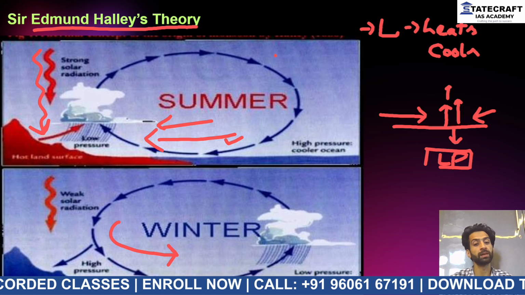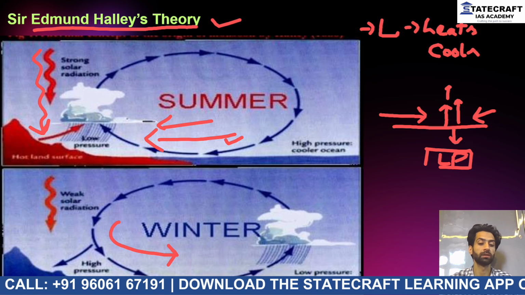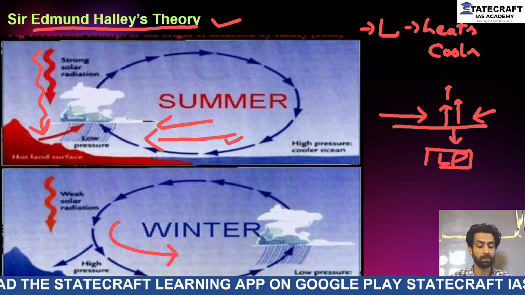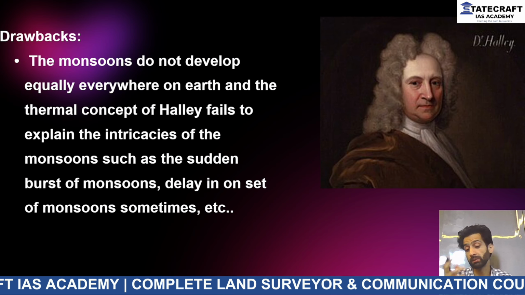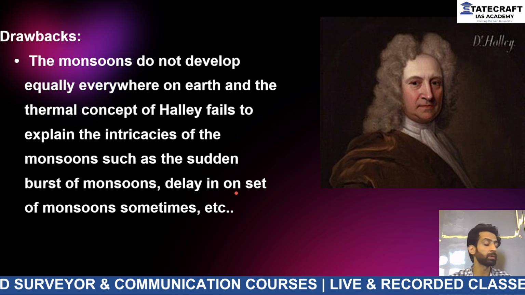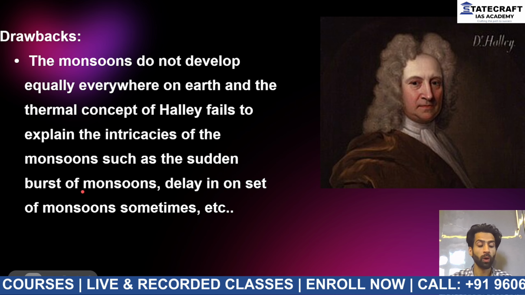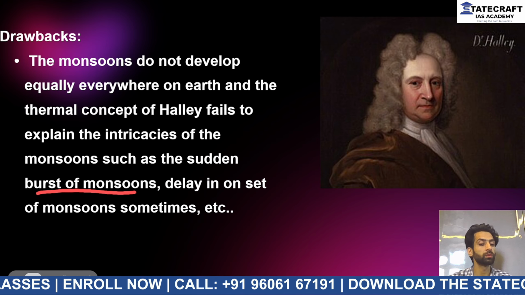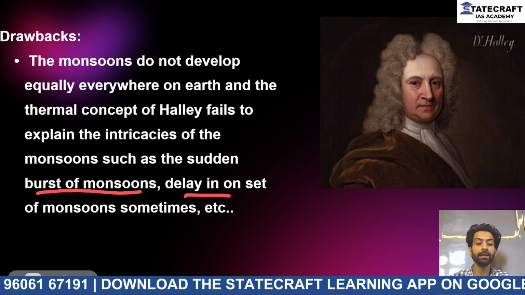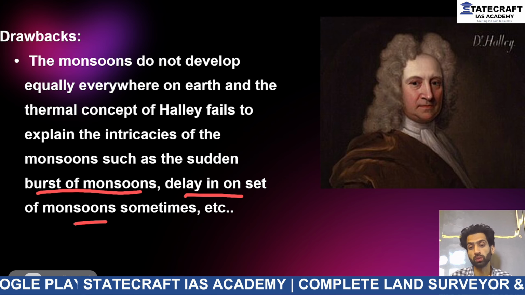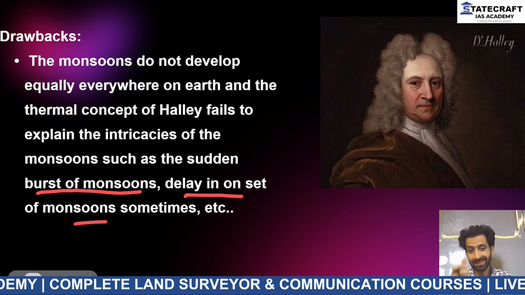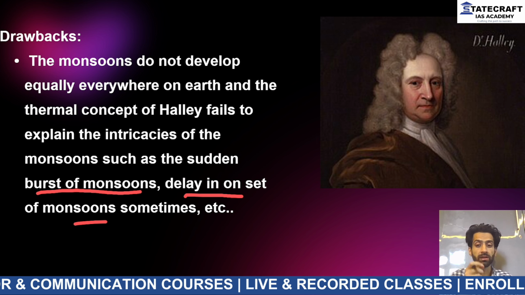This was the concept of Edmund Halley. Simple concept, nothing too complex, but there were certain drawbacks because the concept was very simple. What were the drawbacks? Why is there a sudden burst of monsoon? Why is there a delay in the monsoon? Like we witnessed it this year as well. There was a delay in the monsoon. But why? This thing was not explained by Sir Edmund Halley.